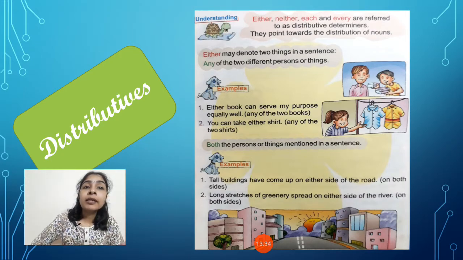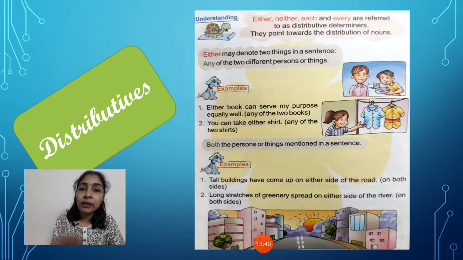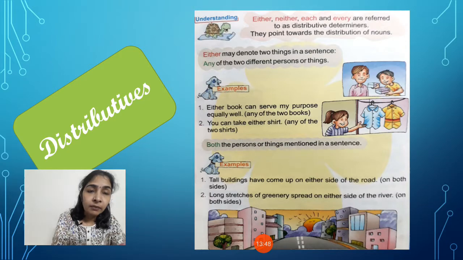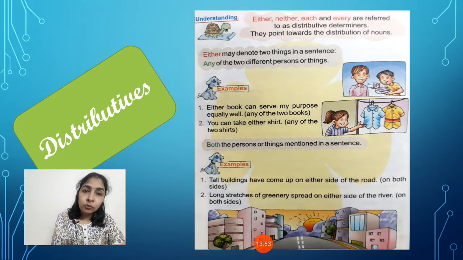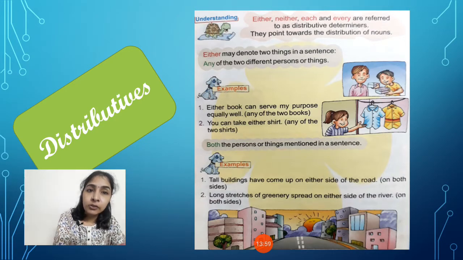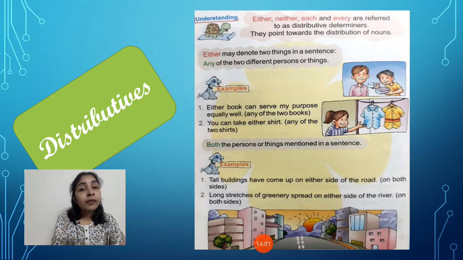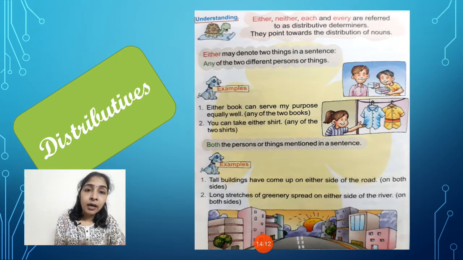Example, "either book can serve my purpose." That means if my friend has two books, then I can ask her to lend me any one, and any one of them can serve my purpose equally well. Next is, "you can take either shirt." That means I have two shirts and I am giving my friend the option: you can take either shirt, any of them. So when there are two things and we are giving an option to choose, we use either. Both the persons or things mentioned in the sentence are equal there.